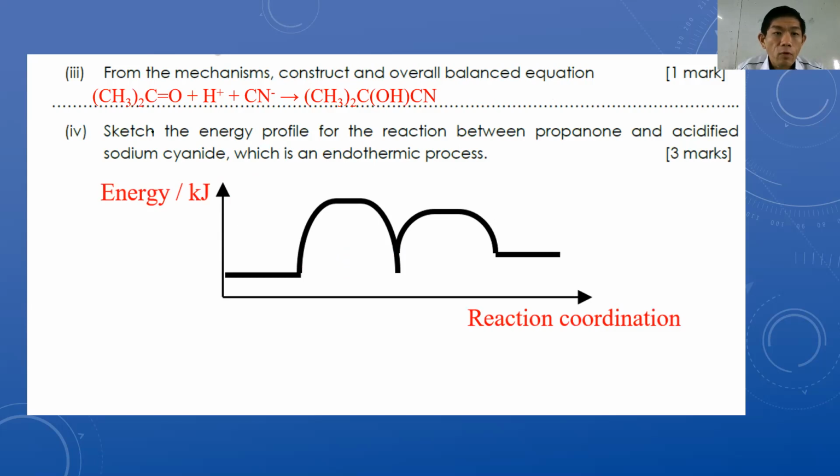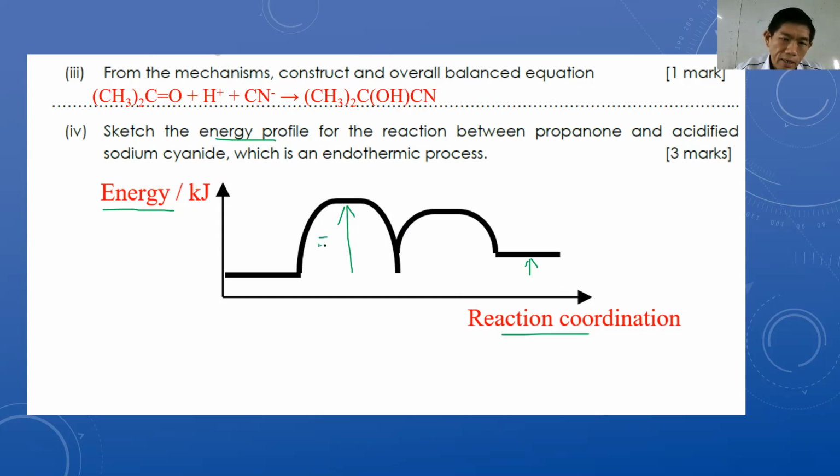By the way, if you want to sketch the energy profile, make sure that it is a graph of energy against reaction coordinate. Usually, labeling the axis will give you 1 mark here. And if possible, you also show that this is an endothermic reaction. You draw the arrow up, and then this is the catalyzed activation energy. Just draw whenever you feel that it's necessary.